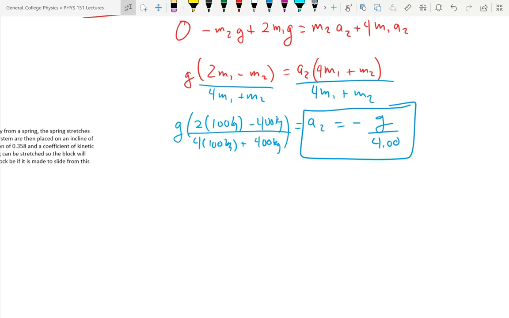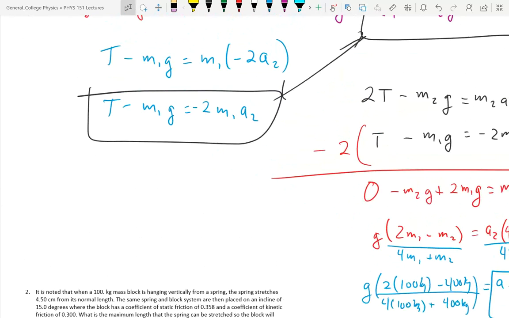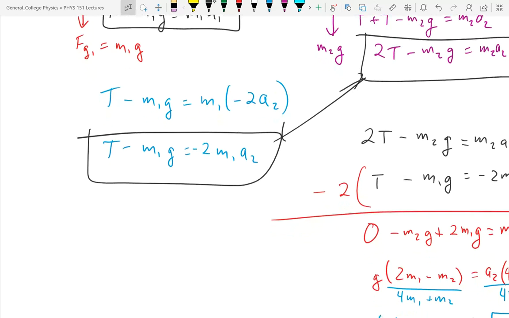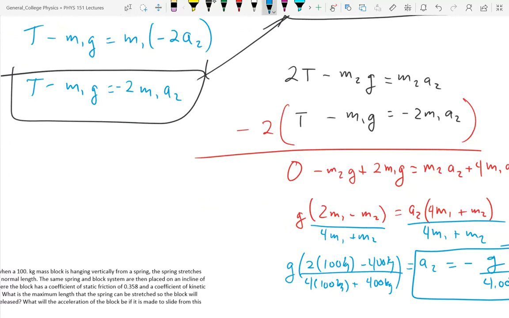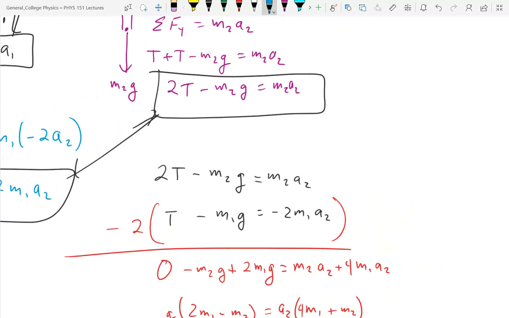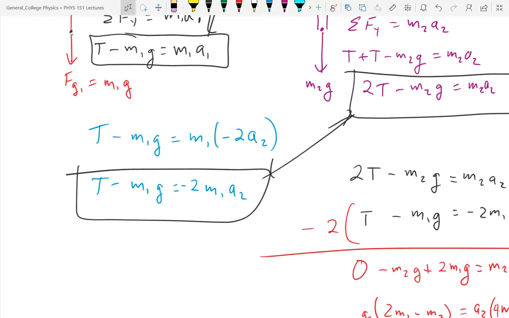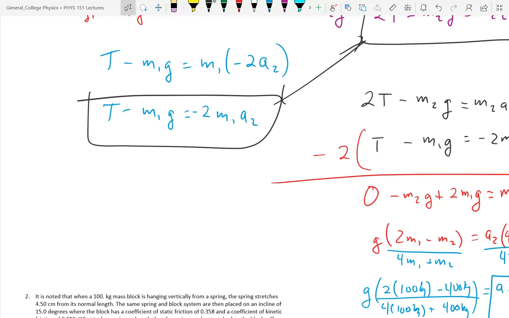How do I find the tension now? Well, now I'm going to do what Sarah had suggested. I'm going to go back to one of my two equations, whichever one I find easier. There's really fundamentally no difference in the one you choose at this point, and substitute the acceleration in. That one has a 2T, so I'm going to put it into the one with a 1T, just so I don't have to divide by 2. Tension is equal to m1g minus 2 m1 a2, which equals m1g minus 2 m1 times minus g over 4.